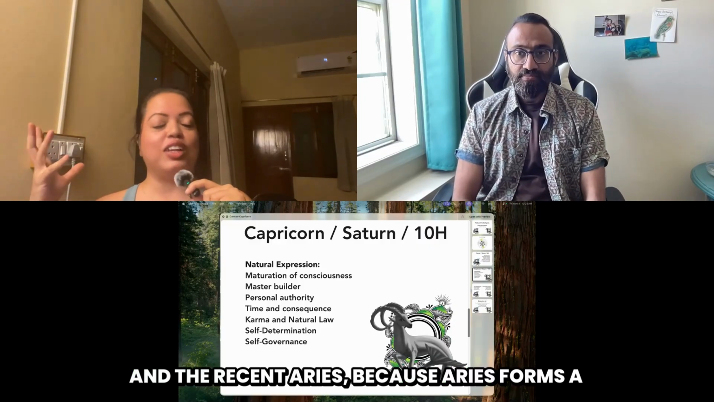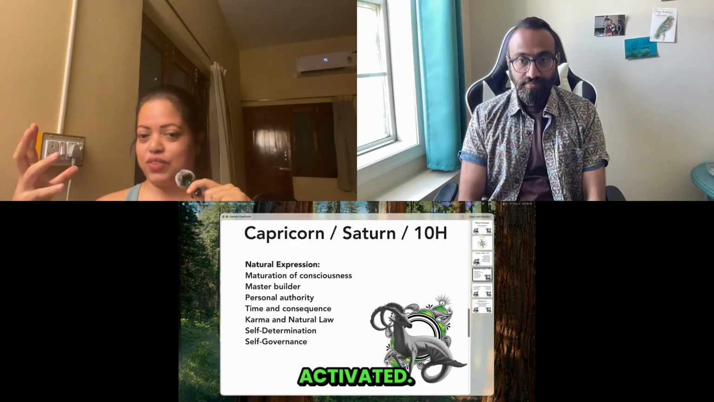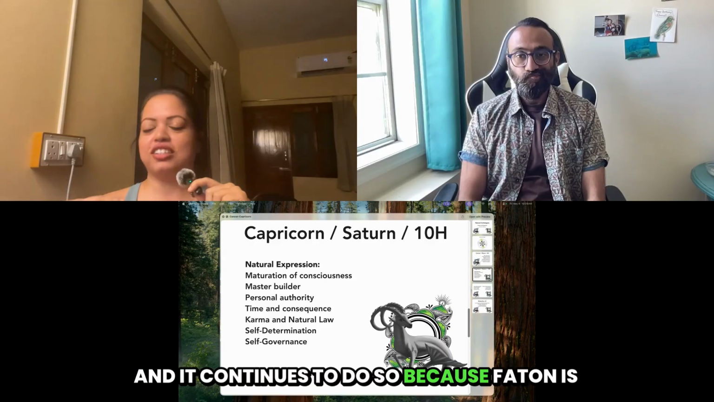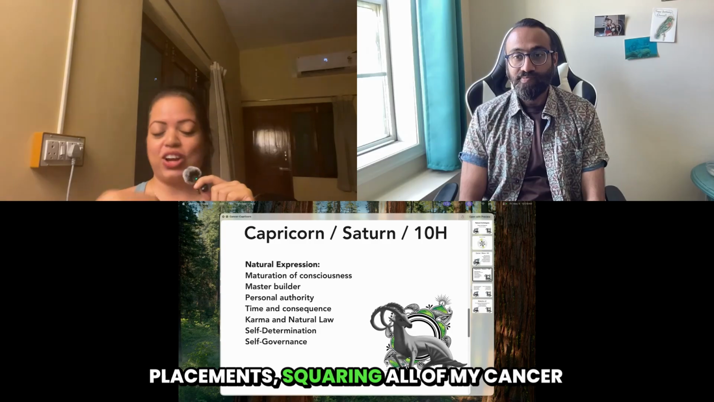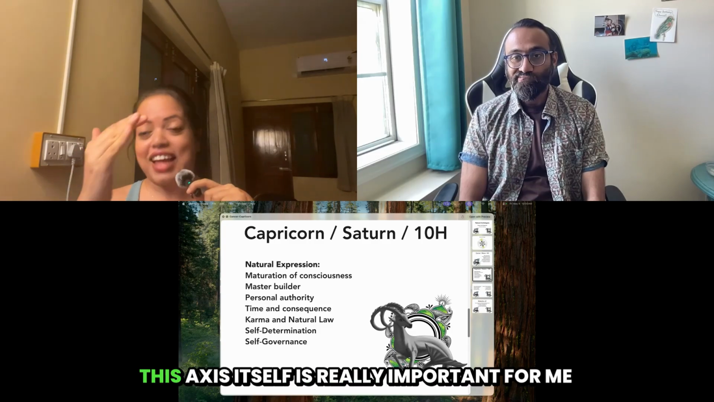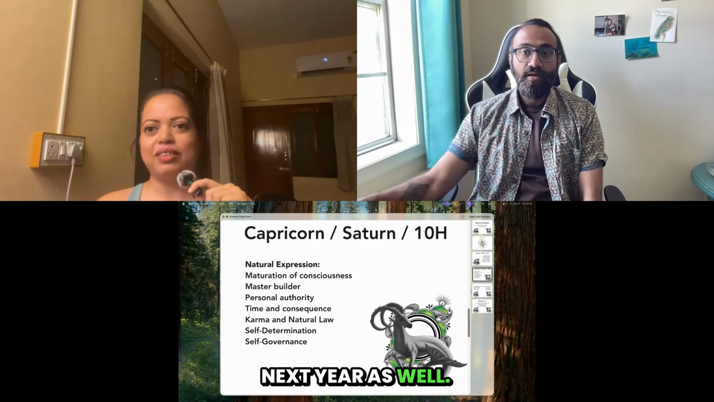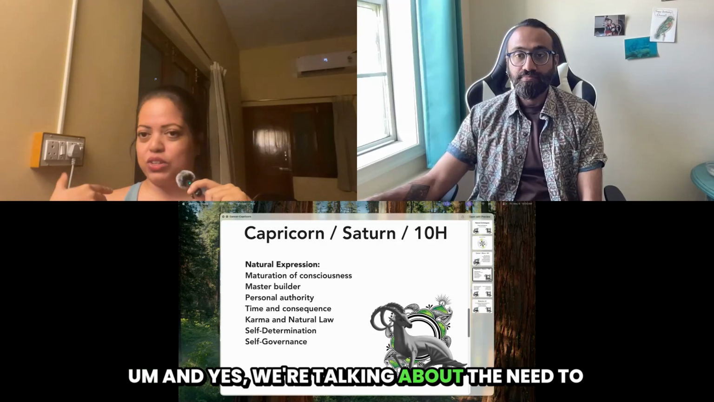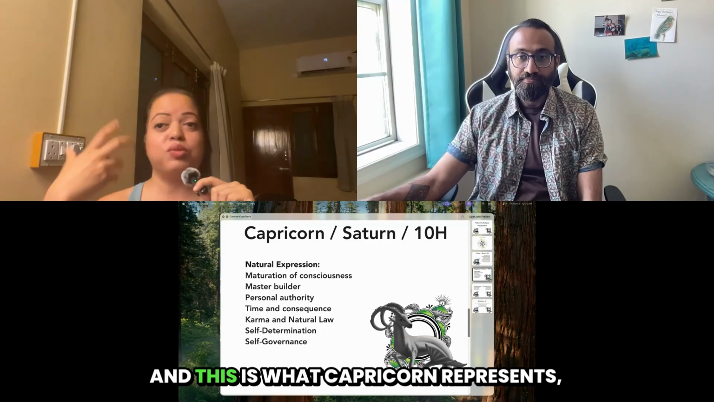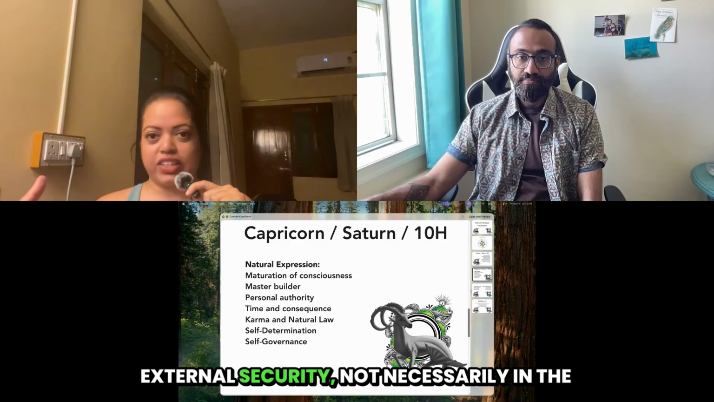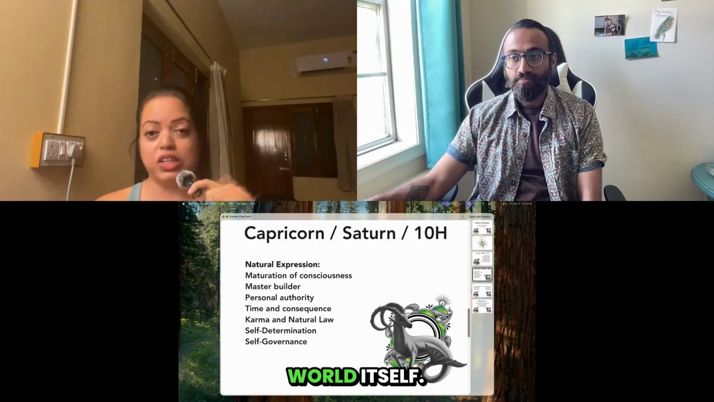And the recent Aries stellium, because Aries forms a natural square to both, is really activated. It continues to do so because Saturn is still in Aries, so it's squaring all of my Capricorn and Cancer placements. This axis is really important for me for most of this year and a little bit of next year as well. And yes, we're talking about the need to balance inner security with external security, and this is what Capricorn represents: external security, not necessarily in the form of relationships, but the external world itself.